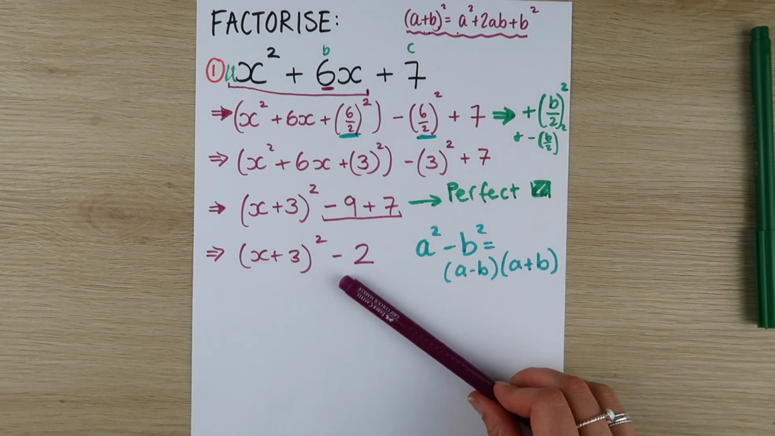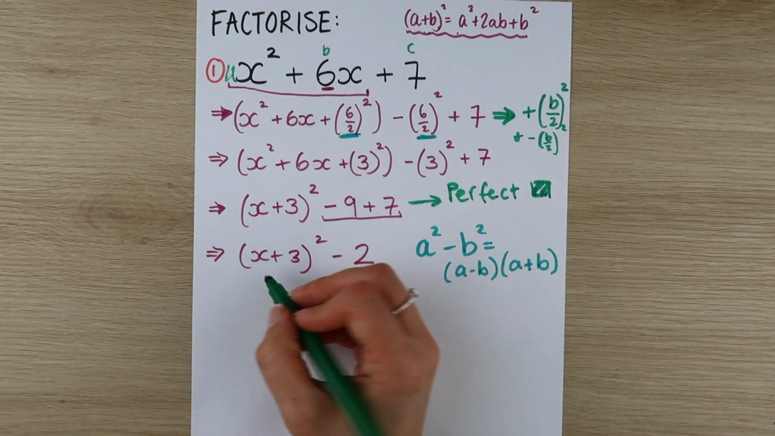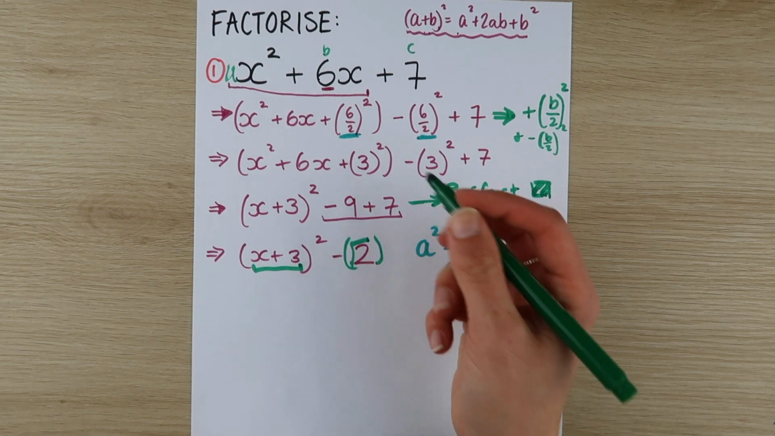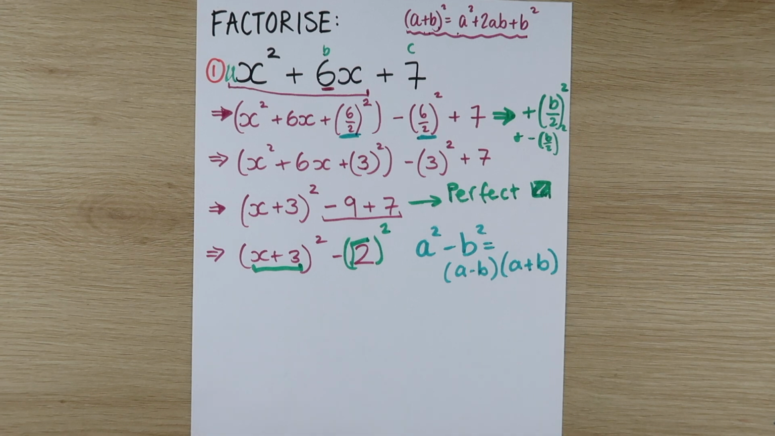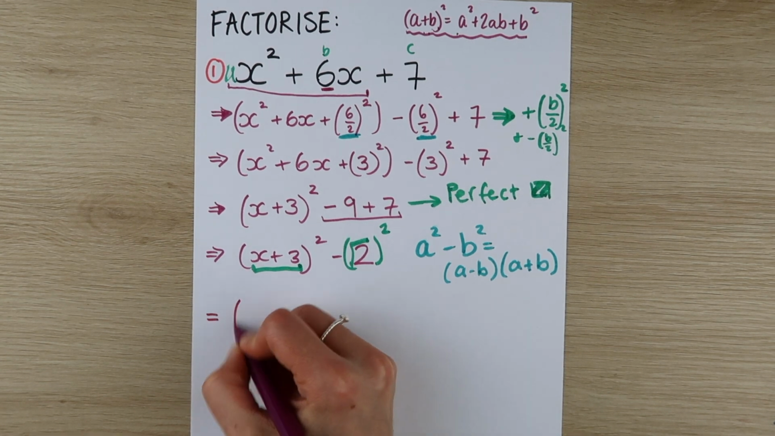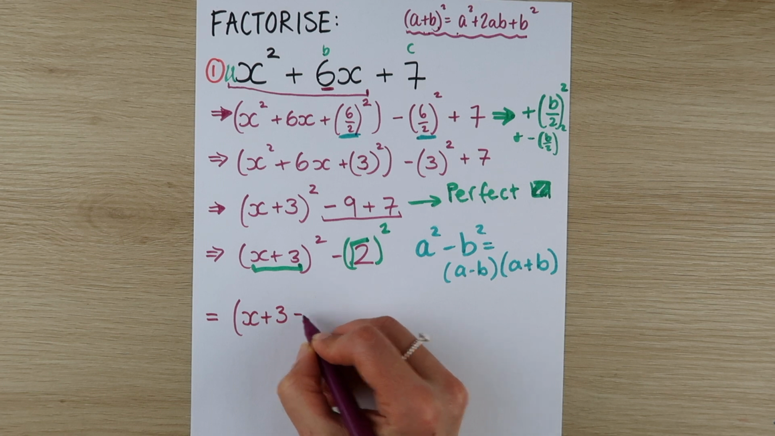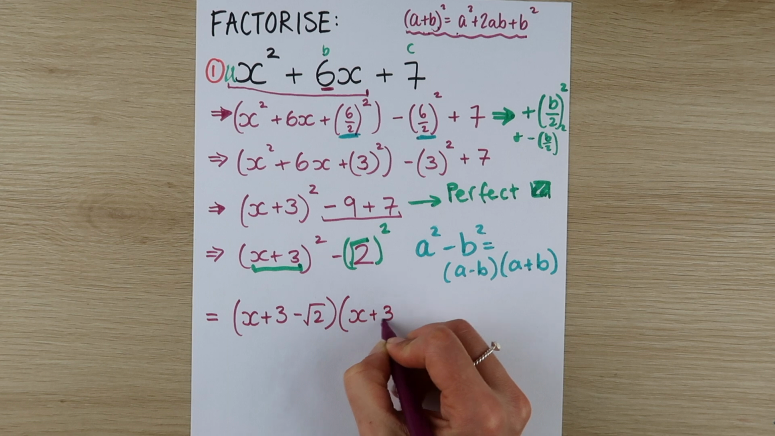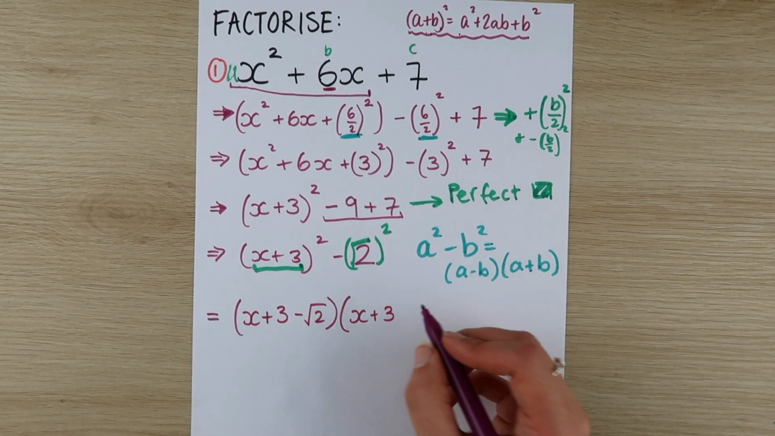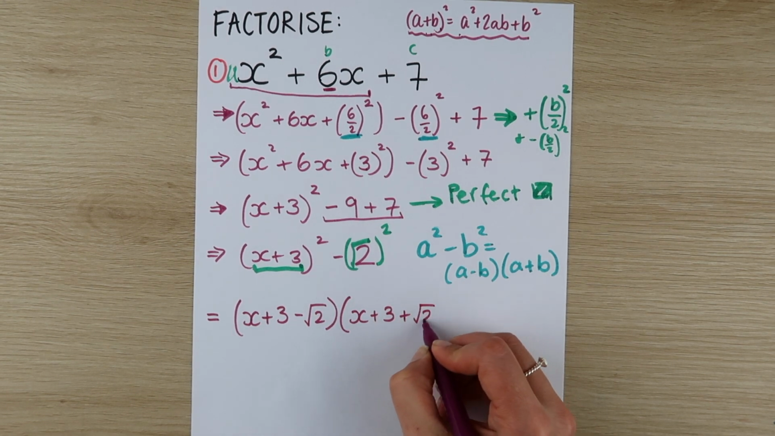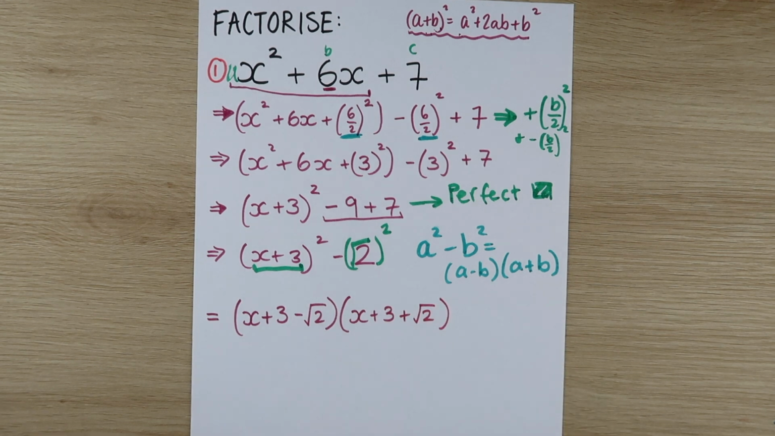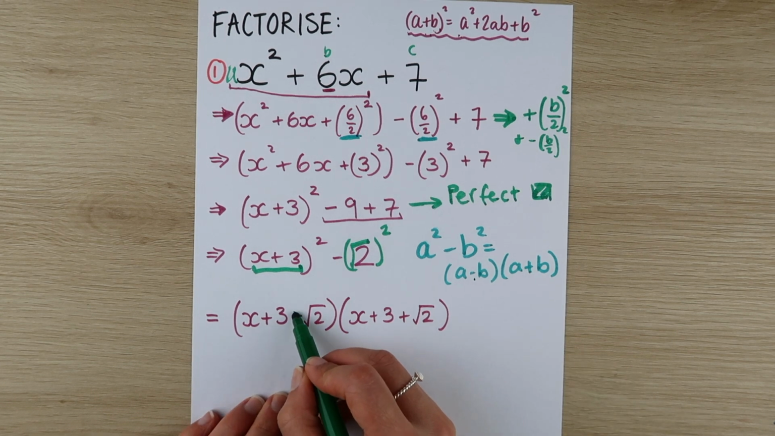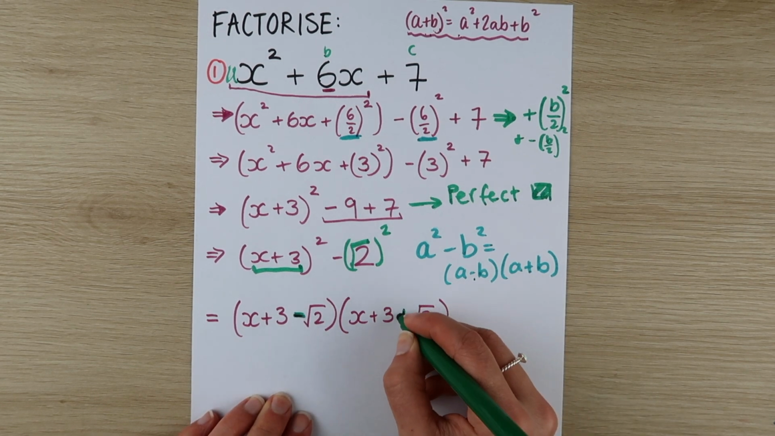Going back to this one, my a is x plus 3, and my b is the square root of 2. So I rewrite that, x plus 3 minus root 2. I rewrite that now factorized. X plus 3, remember this one, it just stays the same, and then plus root 2. So the only thing that I've changed, or where the difference in the negative and positive is, is right here. So you see that's a negative, and that's a positive.